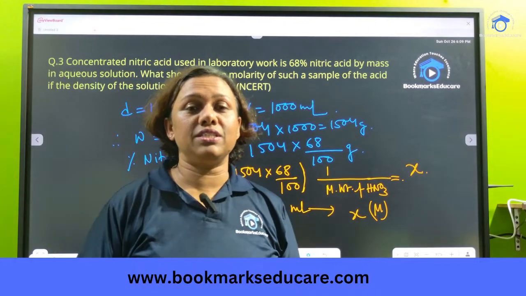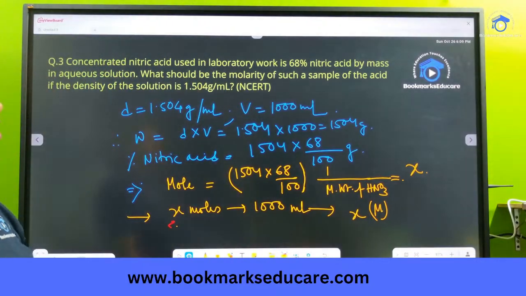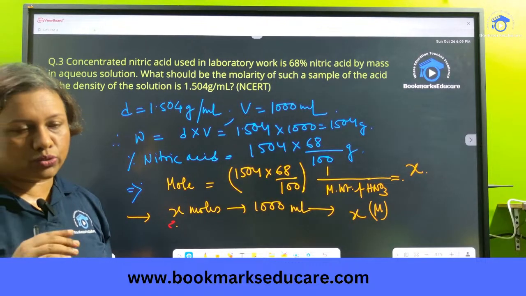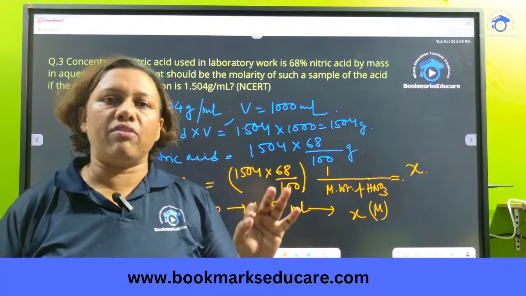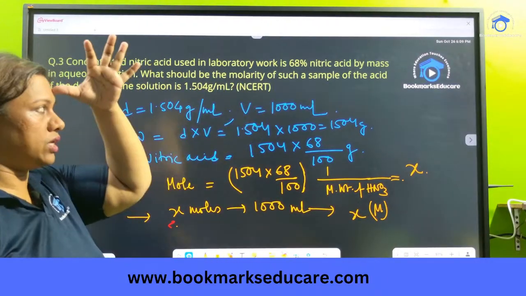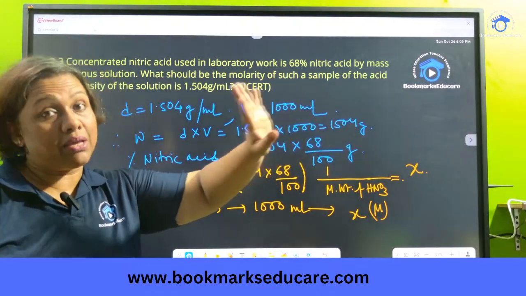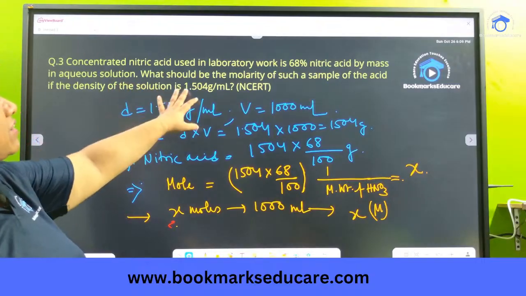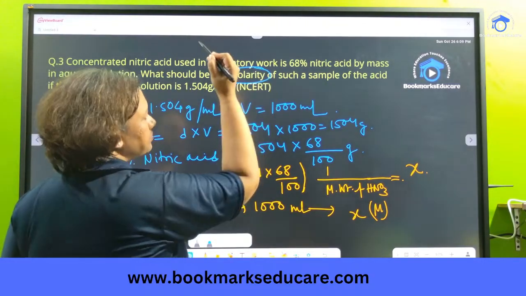Okay, welcome back, students. I have given you a problem. Now here is the solution of that. This is actually based on the strength of solution. Today I have tried to give you a problem on every topic. So this is one on the strength of solution. It is noted that 68% nitric acid by mass is there, and the density of the solution is given. We have to calculate the molarity.